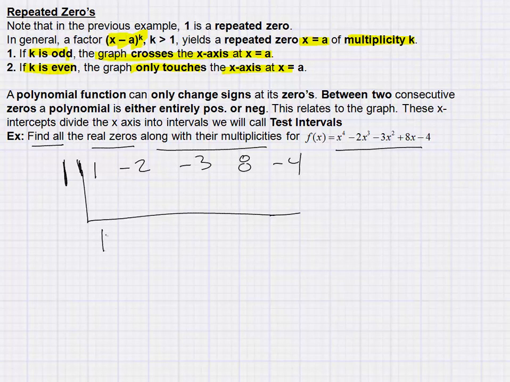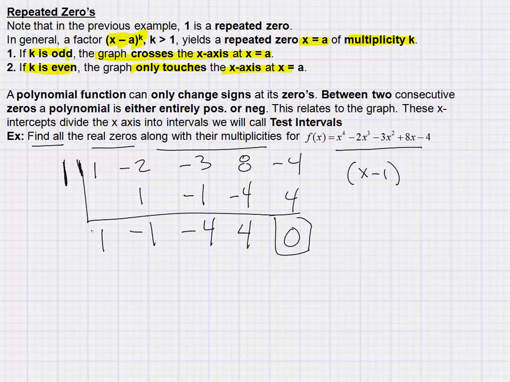So I go 1 times 1 is 1. I get a minus 1. Multiply again, I get a minus 1. I get a minus 4. I get a negative 4. I'm going to get a 4, and I get a 0, and bingo, I got one that works. So that tells me that one factor is x minus 1, and the other factor is this quotient. So now I'm going to divide this one again. The leftover piece I'm going to keep dividing.